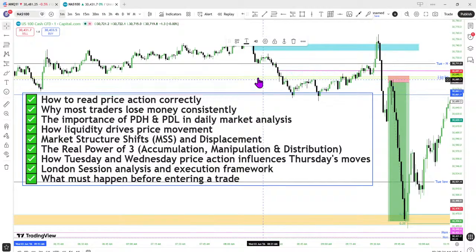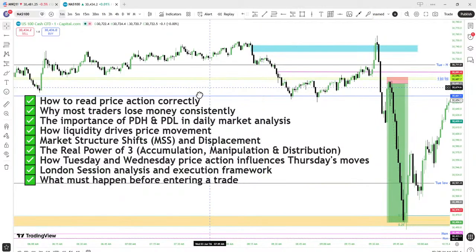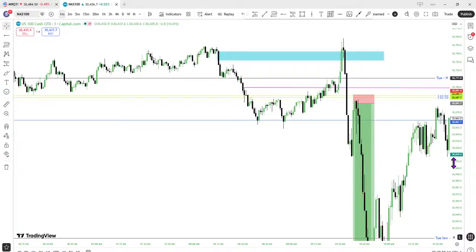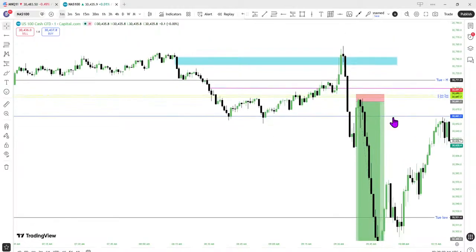I want to remove this for now, it's not that important. If you are going to be talking about previous day, let's start from how to read price action. I have already taught you guys about price action and institution order flow. Let me remove this for now or hide it. I've already taught you how to read price action and institution order flow, which is accommodation, manipulation, and distribution. If you are looking at this market structure, what do you think is happening here?